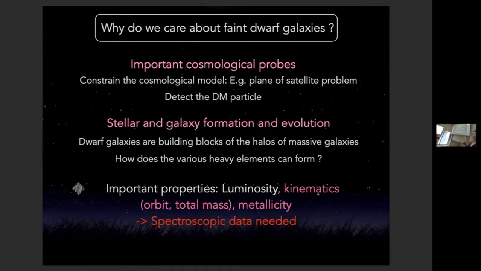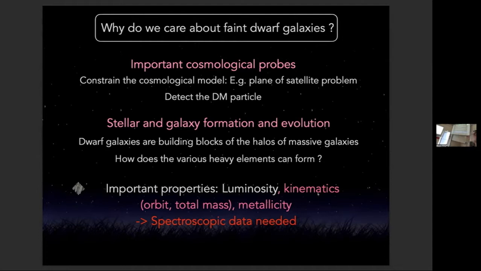Why do we care about faint dwarf galaxies? Well, the first reason is that they are very important cosmological probes. For example, studying their orbits, as shown now, they are orbiting around a preferential plane, which is a problem in lambda CDM. Studying their mass and their luminosity distribution can also give you some constraints on the cosmological and hydrodynamical modeling of these systems. And then there are the stellar and galaxy formation and evolution constraints that they can give.